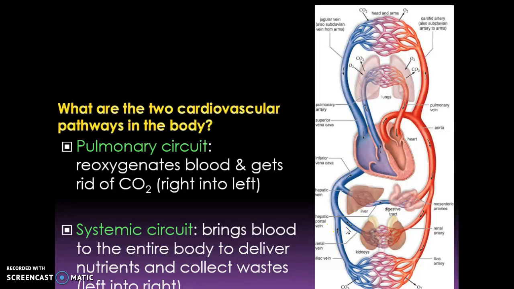It's taken on CO2. That blood moves to the right side of the heart back into the lungs where you have oxygen going in, CO2 going out. Over here, oxygen going in, CO2 going out. So that is the basic description of the two cardiovascular pathways.